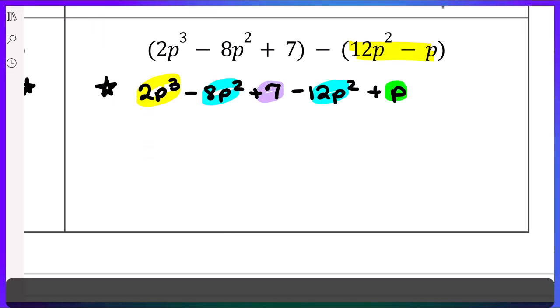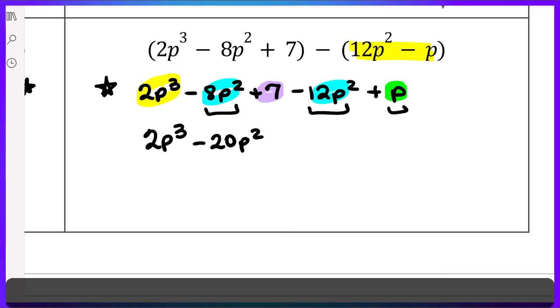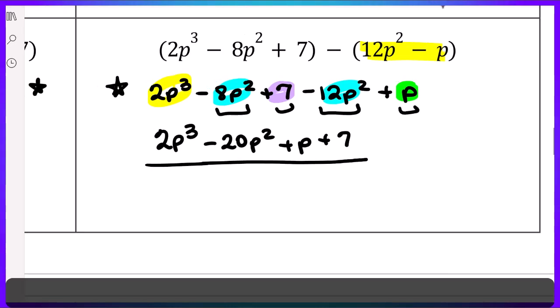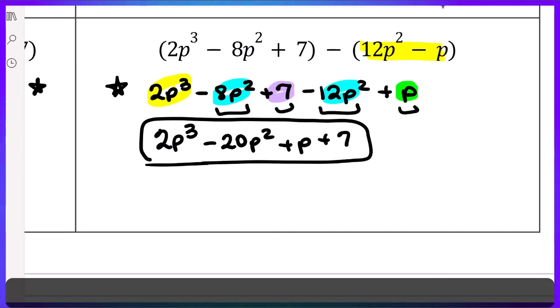Okay, looks like I only have 2 quadratic terms. So this one and this one right here I can add together. That would be negative 20p squared. This one's next. Plus 7. I did skip a step here. You can if you're feeling good about it. If not, go ahead and write them together using like terms and then finish the problem.